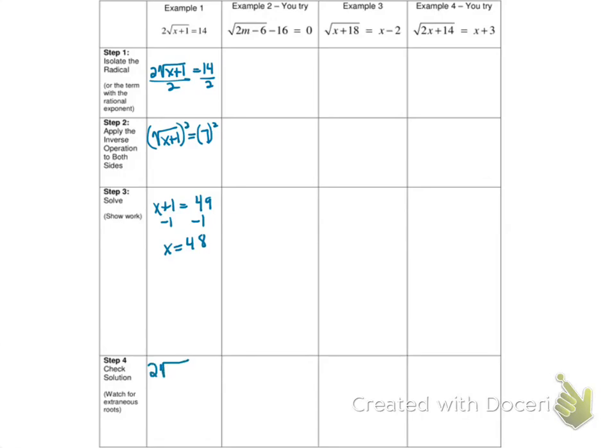So before I can be sure that that's my answer, I need to plug it in and see if it works. So when I plug 48 in for x, I get 2 times the square root of 49, and the square root of 49 is 7, so 2 times 7 is 14. So this solution worked, so I know this is in fact the answer.